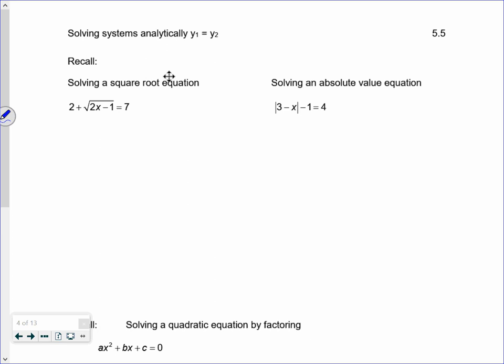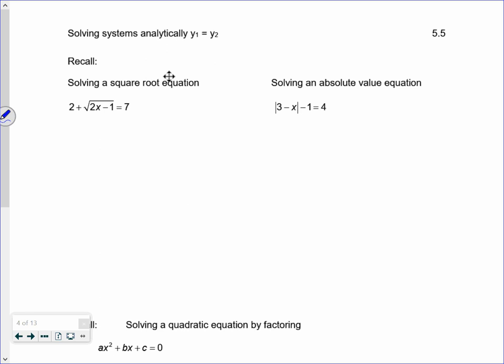All right, ladies, here's part 2 of your notes, and we're going to start by reviewing some solving that we did back in the fall. The first one is solving a square root equation and solving an absolute value equation. When we did these in the fall, we used a method we called unwrapping or undoing. So let's crunch through these and make sure we remember the steps that are involved.